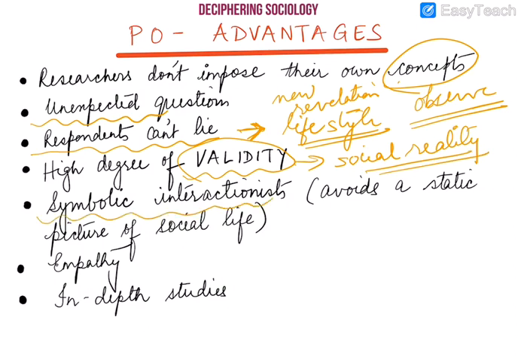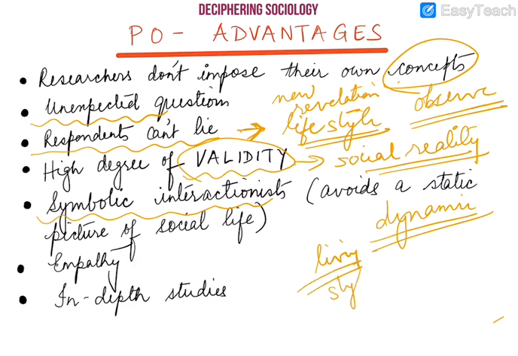This type of method is preferred by symbolic interactionists because here the dynamic picture is before them. There is no static part because it is measuring the living style of people, which is dynamic, and it includes the living part, which is social process, social change of the people.